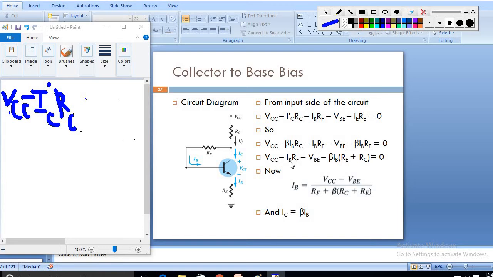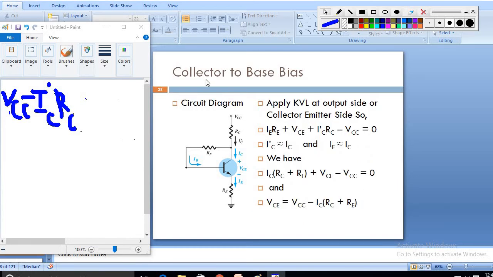So for IB, the remaining terms are VCC minus VBE. After sending the minus terms to the right hand side, we get RF plus beta into RC plus RE. So this is the current flowing through the base resistance: IB is VCC minus VBE divided by RF plus beta into RC plus RE in the collector to base bias, and IC is equal to beta IB.